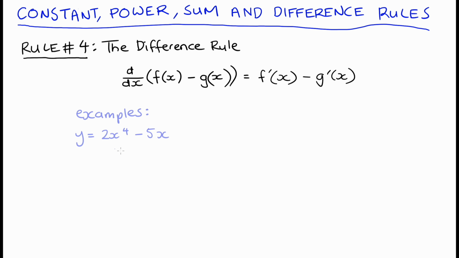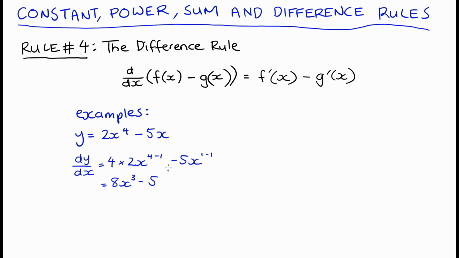So as an example, if we had y is equal to 2x to the power of 4 minus 5x, the derivative of y with respect to x will be equal to, we can just take the derivative of 2x to the power of 4. So 4 comes out the front, that multiplies 2 times x to the power of 4 minus 1. And then we subtract the derivative of 5x. That will just be equal to 5 times x to the power of 1 minus 1, which is equal to 0, so that x will drop out. So all up we get 8 times x to the power of 3 minus 5.